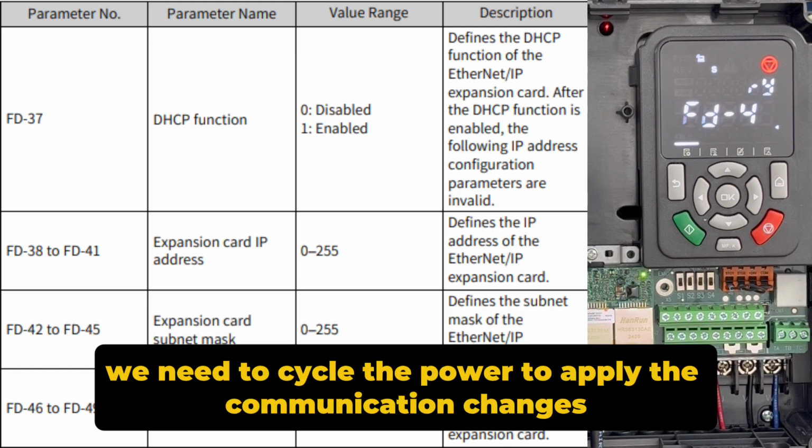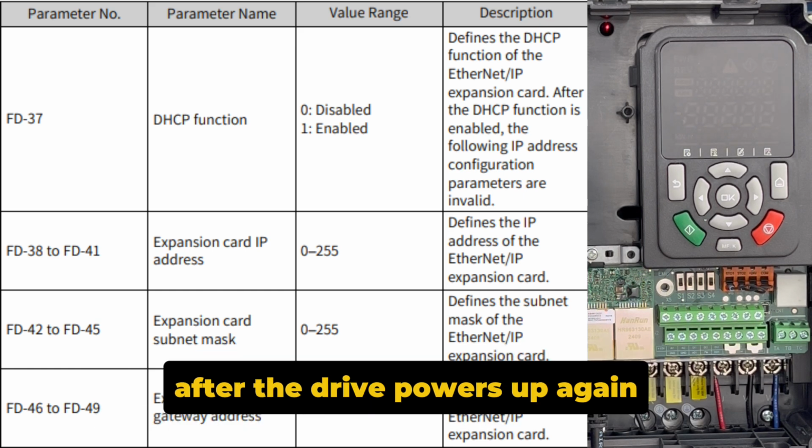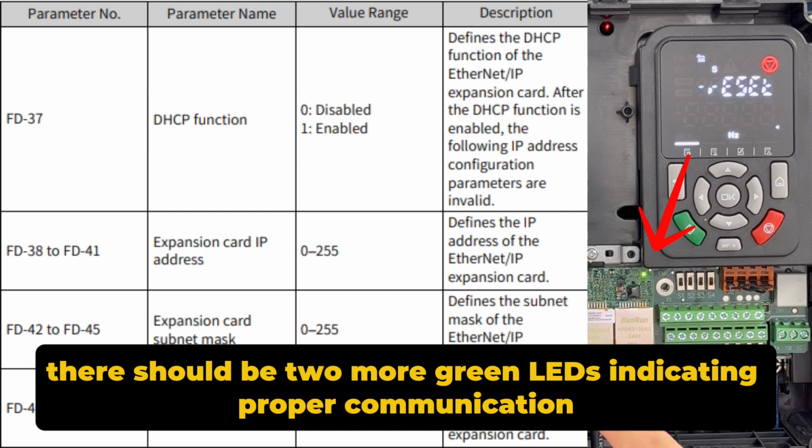Once we have done this, we need to cycle the power to apply the communication changes. After the drive powers up again, there should be 2 more green LEDs indicating proper communication.